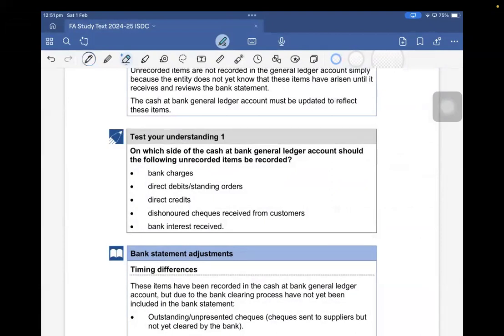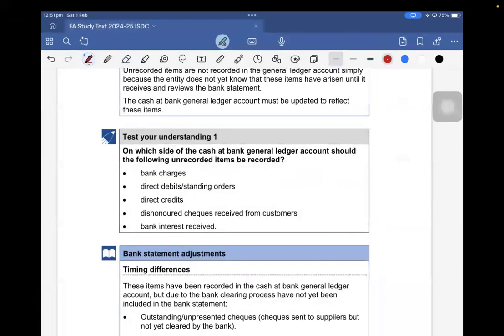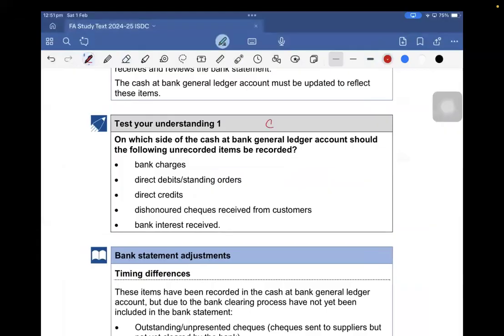So first of all, they have told you some items have been unrecorded, and unrecorded items would always be adjusted in the cash book ledger. Clear? So we have two balances: the cash book balance and the balance as per bank statement. Clear? You can hear me, right? Okay.